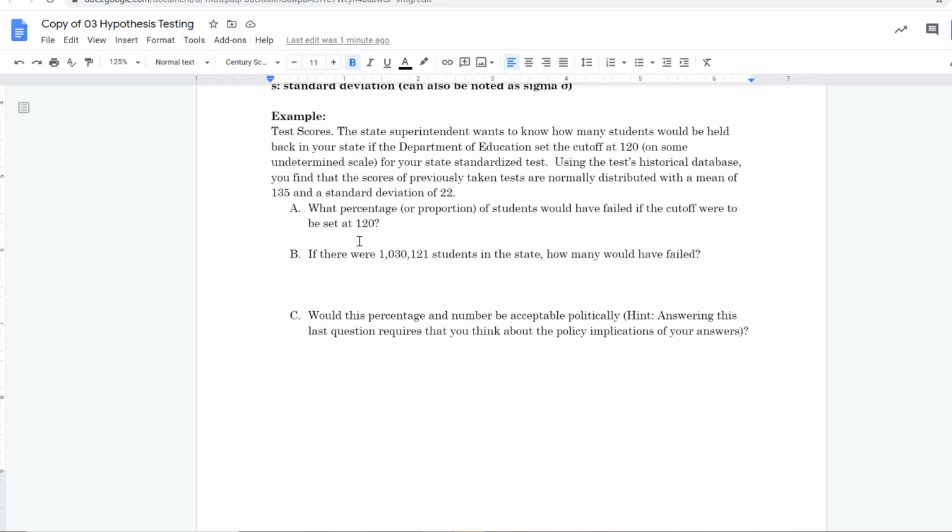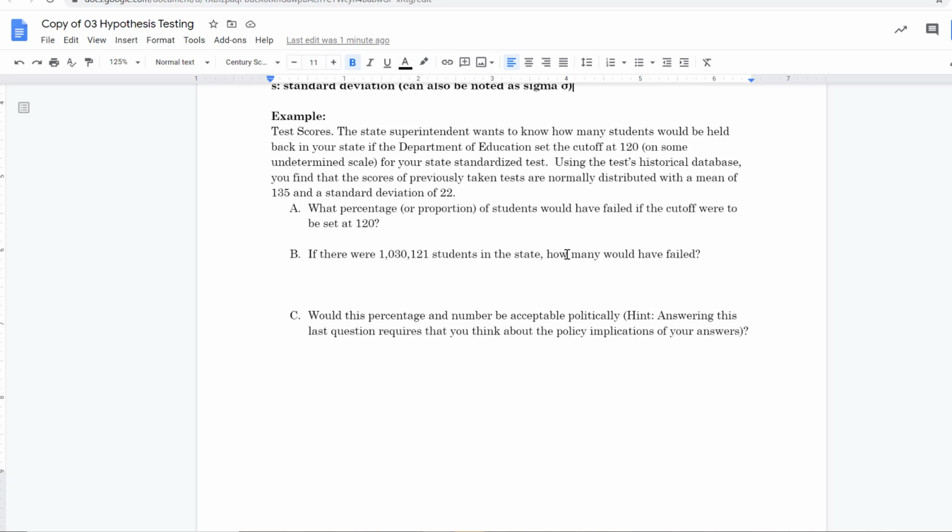So in this story, let's pretend that you work in the State Department of Education, and there's a state superintendent who wants to know if they were to implement this policy where students who don't reach this cutoff score are held back, what would be the implications? So they determine that the cutoff is going to be 120 on whatever scale. And if you do not score a 120 on the state standardized testing, you're in danger of being held back a grade.